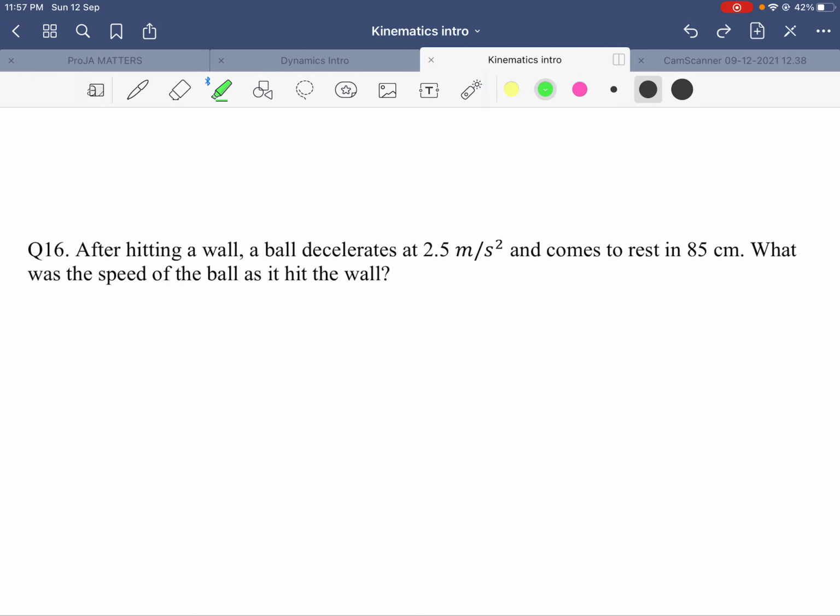So anyways, let's use our highlighter. We just highlight the information we get. Decelerates at, comes to rest. Okay, this one is important. Let's underline "to rest", "decelerates". Then they'll ask what is the speed of the ball as it hit the wall. As it hit the wall, it implies that we are looking for the initial velocity or speed. In physics, we usually label this as U, at least for O-level physics or whatever other country's equivalent.